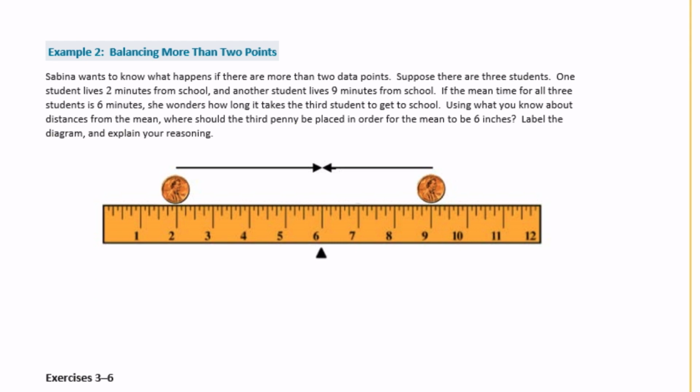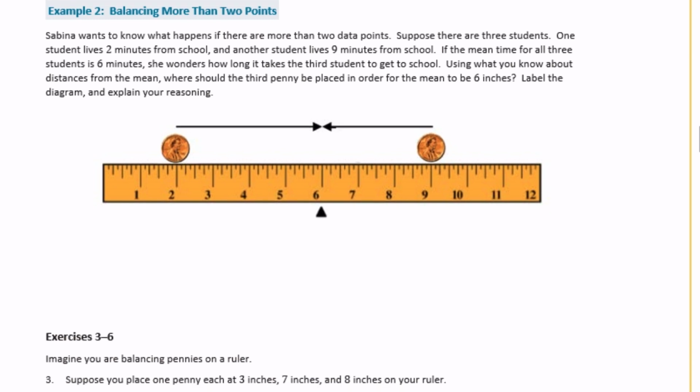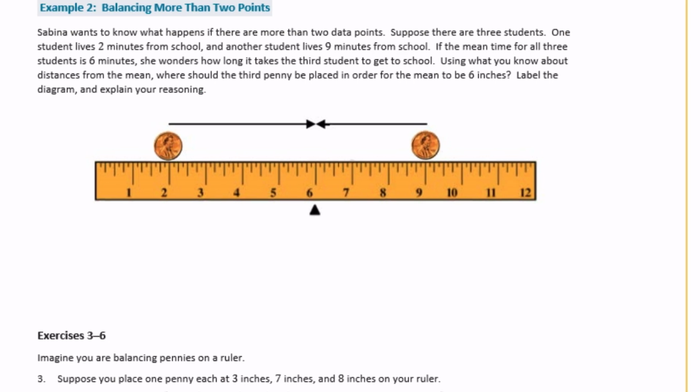Example 2, balancing more than 2 points. Sabina wants to know what happens if there are more than 2 data points. Suppose there are 3 students. One student lives 2 minutes from school and the other student lives 9 minutes from school. If the mean for all 3 students is 6 minutes, she wonders how long it takes the third student to get to school. Using what you know about distances from the mean, where should the third penny be placed in order for the mean to be 6 inches? Label the diagram and explain your reasoning.